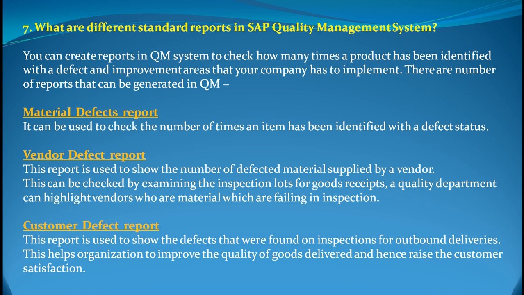And then you have customer defect report. Now this is used to show the defects that were found on inspections for outbound deliveries. Now if there is a delivery that is to be done by me to the company ABC, then it is a report that the customer would generate and he would give it to us. Now this would help us in improving the quality of goods that we've delivered, because now we actually know what are the defects that are found in inspection by the other organization. So these are the different standard reports that an SAP quality management system has.